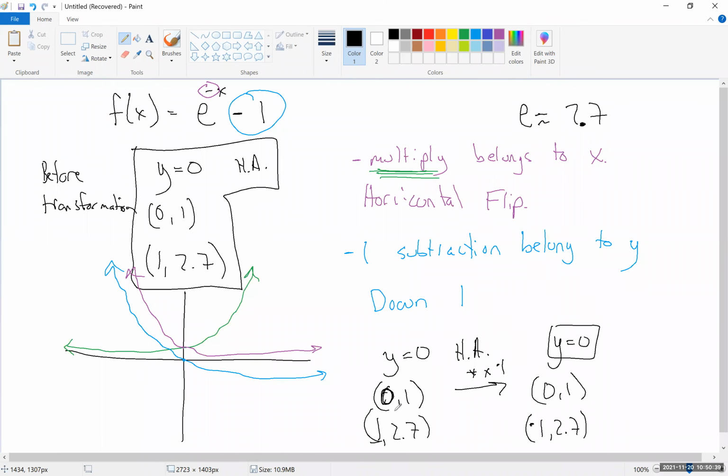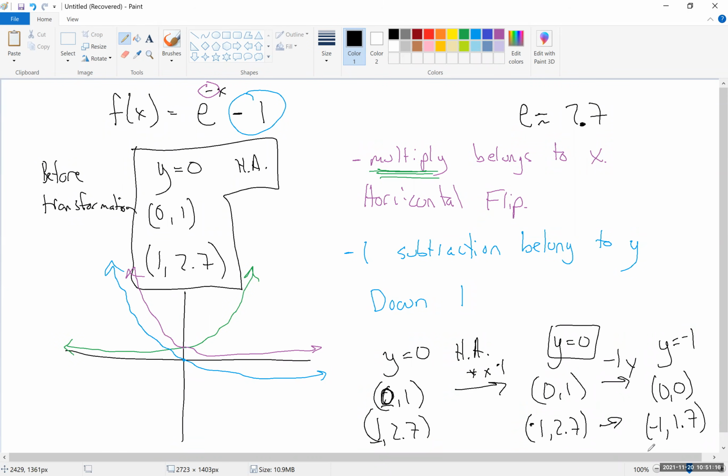So we would multiply our x values by -1. And then we've got to do the subtraction that belongs to the y. We'll subtract 1 from our y values. So now this is a y value. So we're going to subtract 1 from the y values. What do we get? We get y equals -1. 0 stays the same because it's an x value, but 1 minus 1 is 0. So 0, 0 becomes our new point. And then -1 stays the same because that's an x value, but 2.7 minus 1 is 1.7.